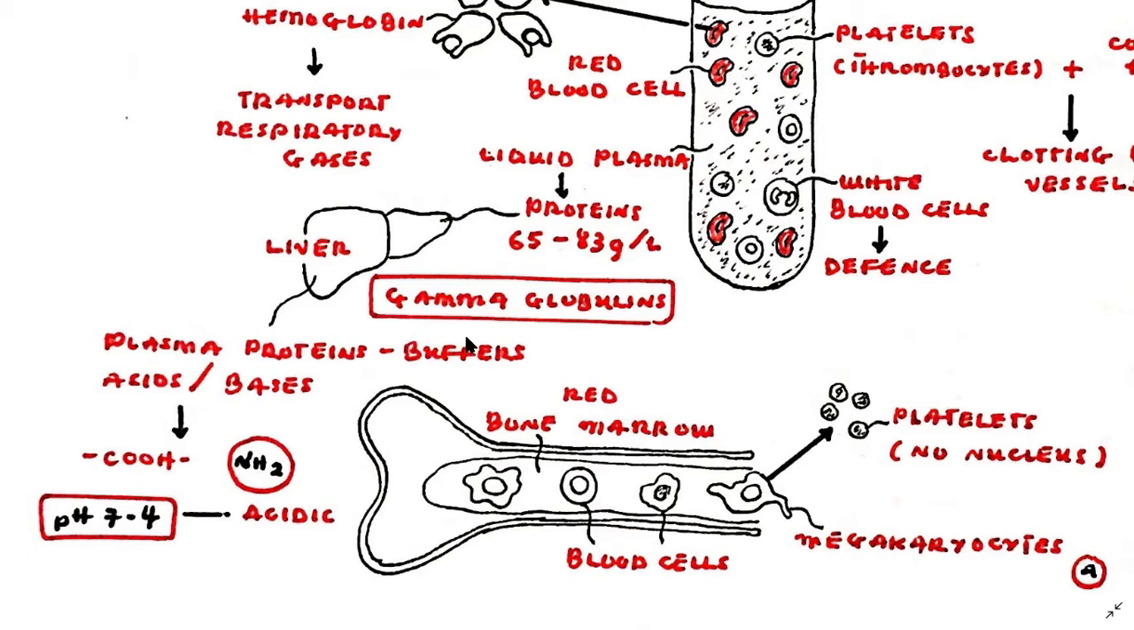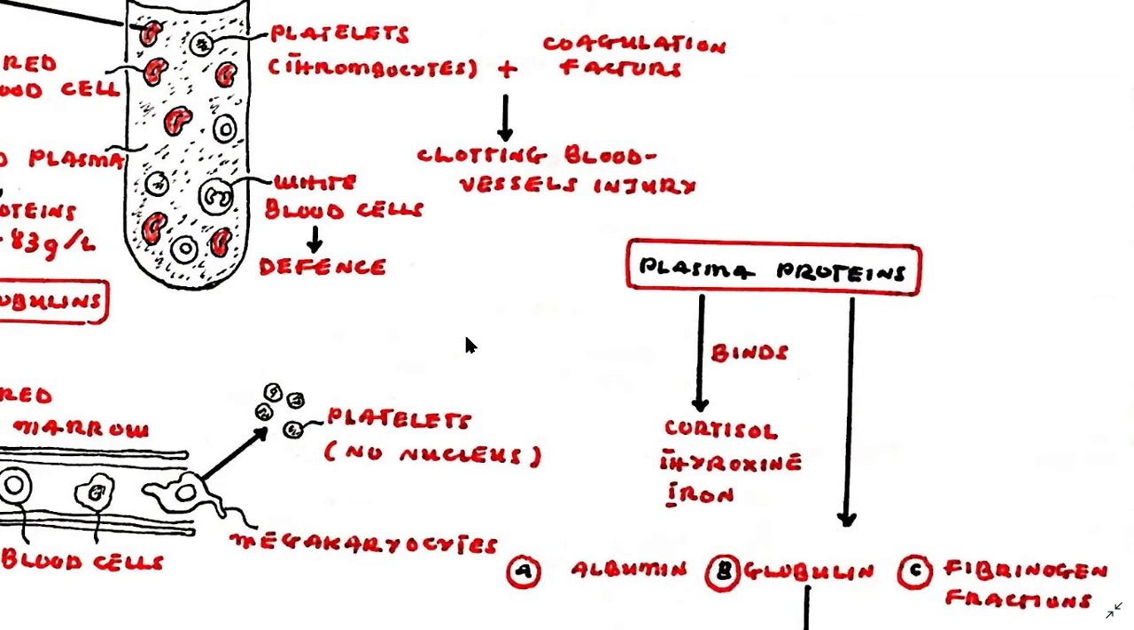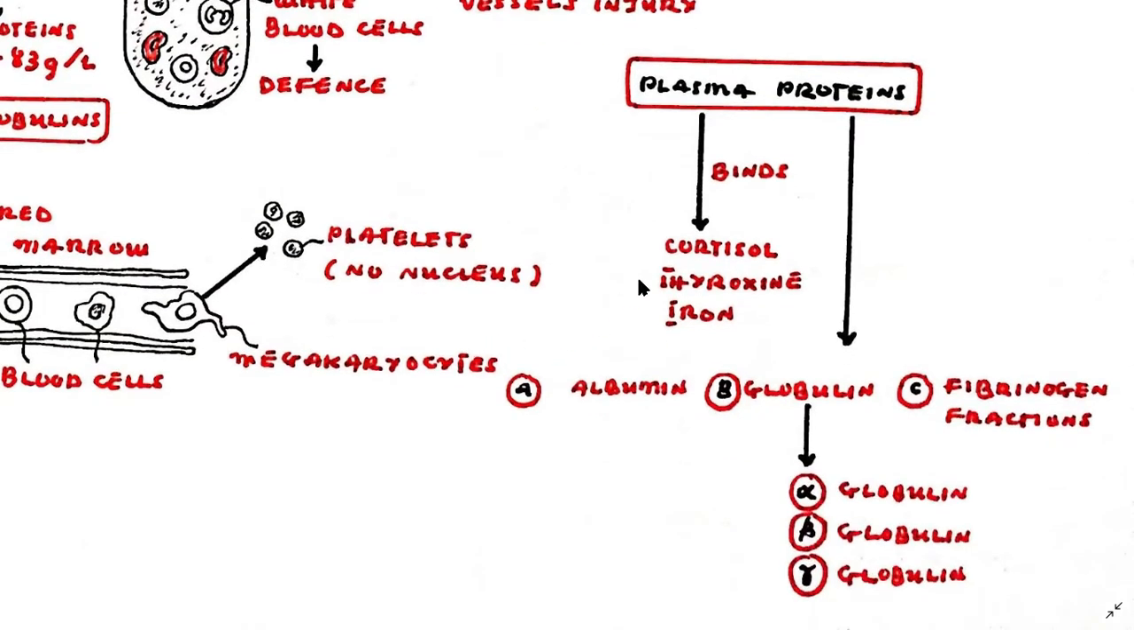Plasma proteins have important transport functions as they bind many hormones, for example cortisol and thyroxine, as well as metals like iron. They are classified into albumin, globulin, and fibrinogen fractions. Globulins are further classified as alpha globulins, beta globulins, and gamma globulins.